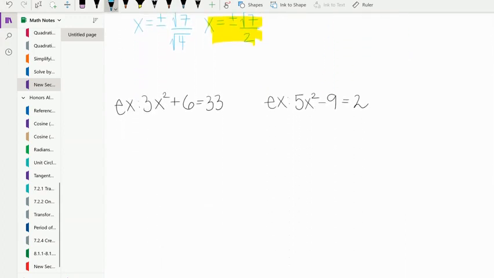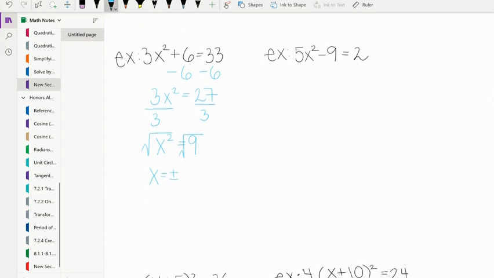Okay, so a few more here. We are going to subtract 6 first. And we get 3x squared equals 27. Then we want to undo multiplying by 3 by dividing it. So we get x squared equals 9. And the last step is to square root. So we get x equals, remember, the plus or minus. And then the square root of 9. 9 is a perfect square, and so it is 3. So the new thing that you have to remember is that plus or minus.